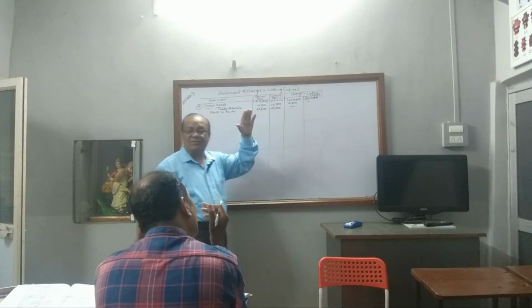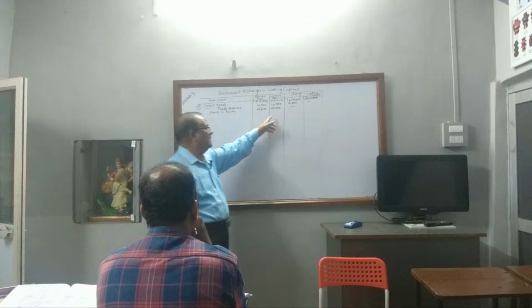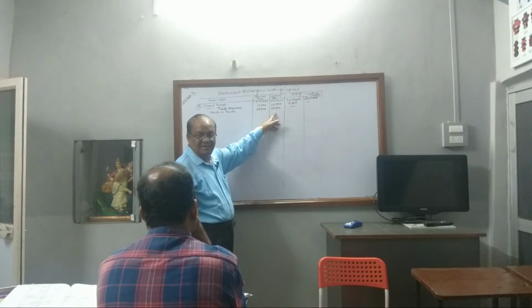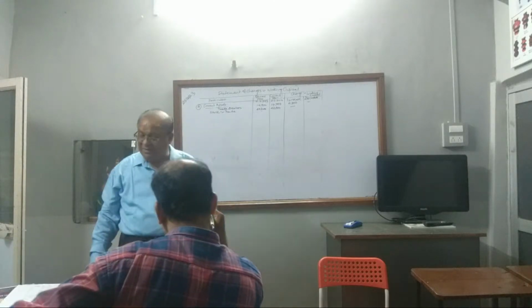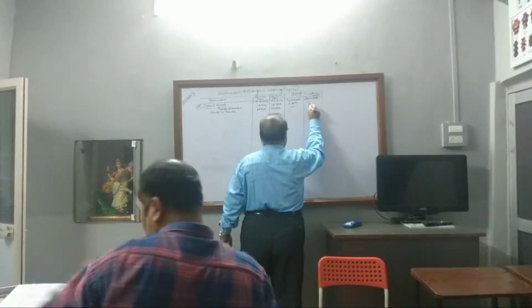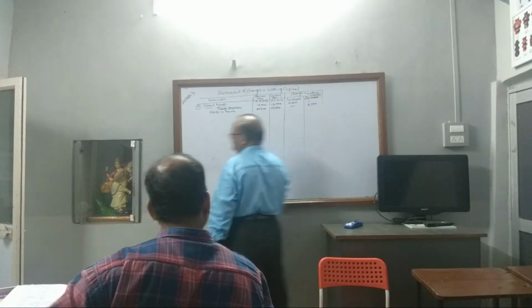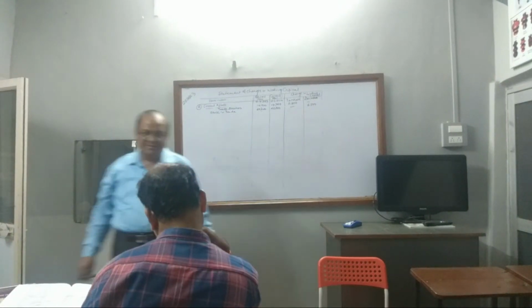Always compare with the current year. So it will be a decrease. Correct? So how much is the decrease? You will get a decrease of 6,500. Use the calculator. 6,500 will be the decrease. Got it?